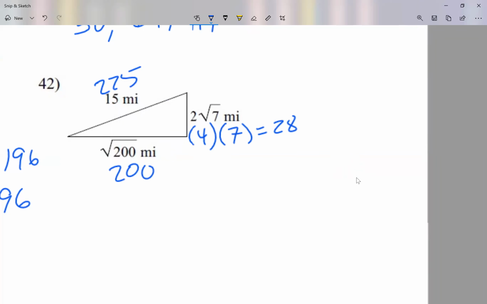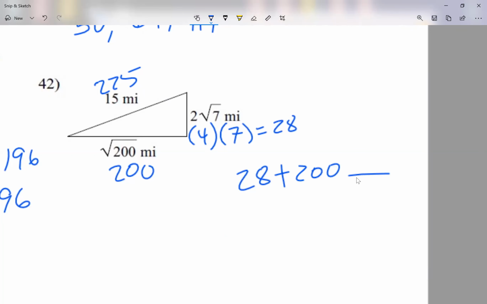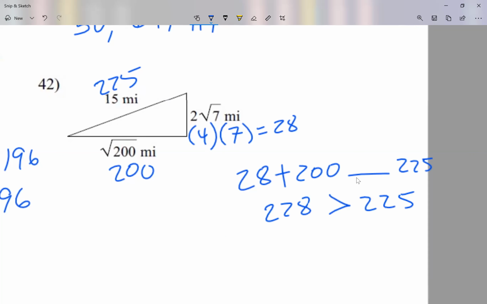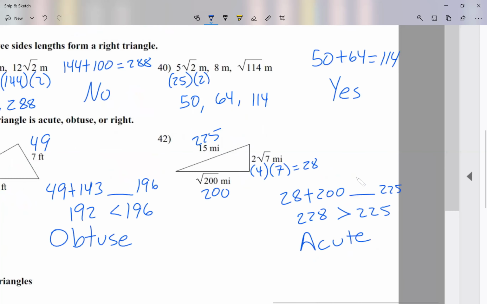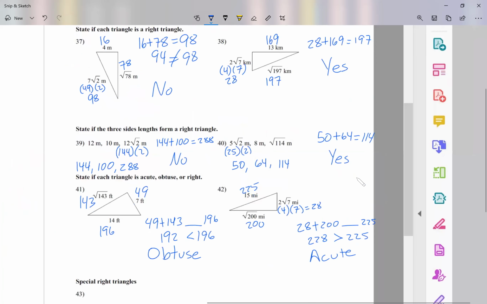All right, let me add the two small values. So 28 plus 200. Let me leave a space, 225. 28 plus 200 is 228, which is bigger than 225. So according to our formula, this triangle is acute. There's your review.